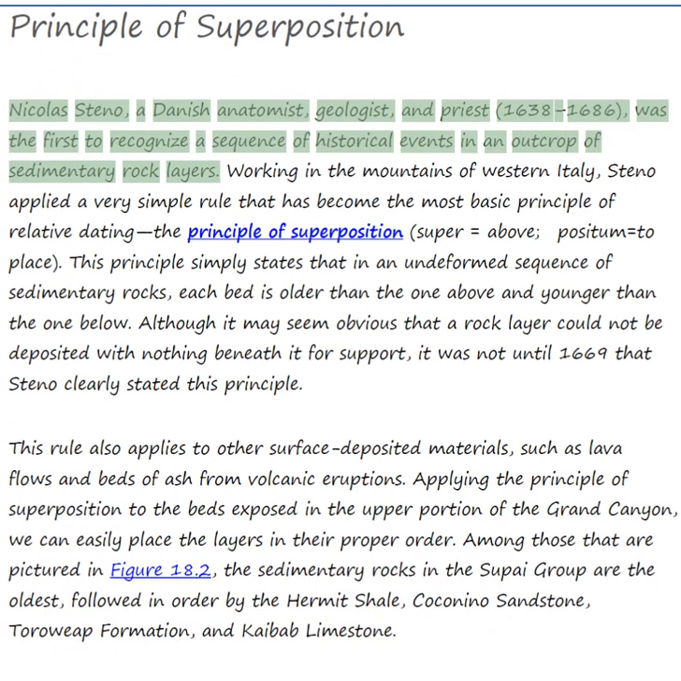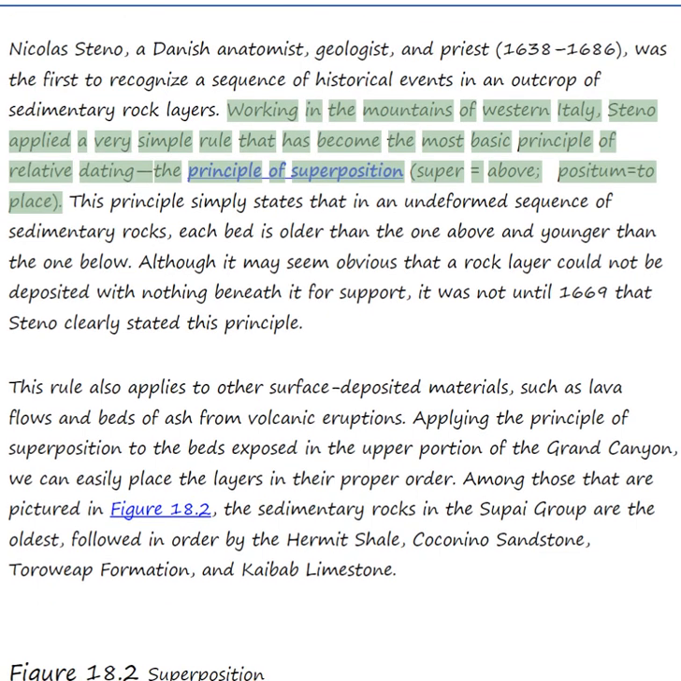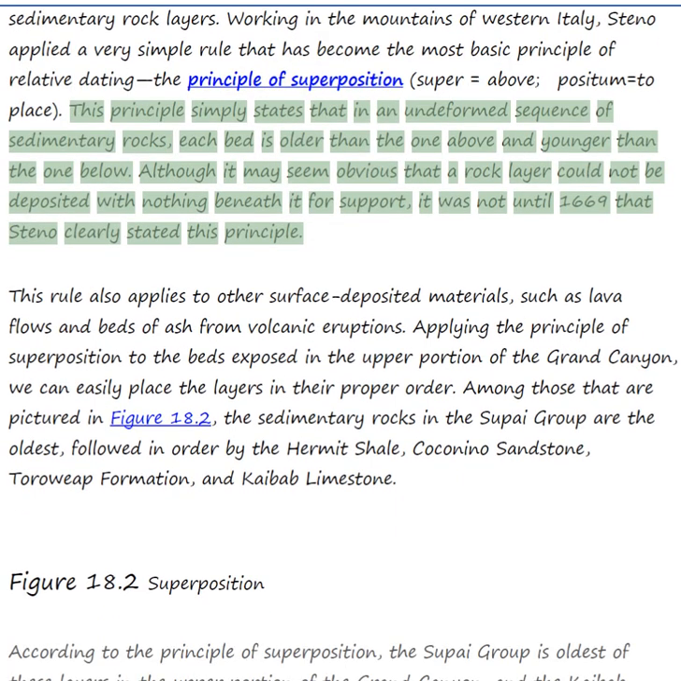Nicholas Steno, a Danish anatomist, geologist, and priest, was the first to recognize a sequence of historical events in an outcrop of sedimentary rock layers. Working in the mountains of western Italy, Steno applied a very simple rule that has become the most basic principle of relative dating, the principle of superposition. This principle simply states that in an undeformed sequence of sedimentary rocks, each bed is older than the one above and younger than the one below.